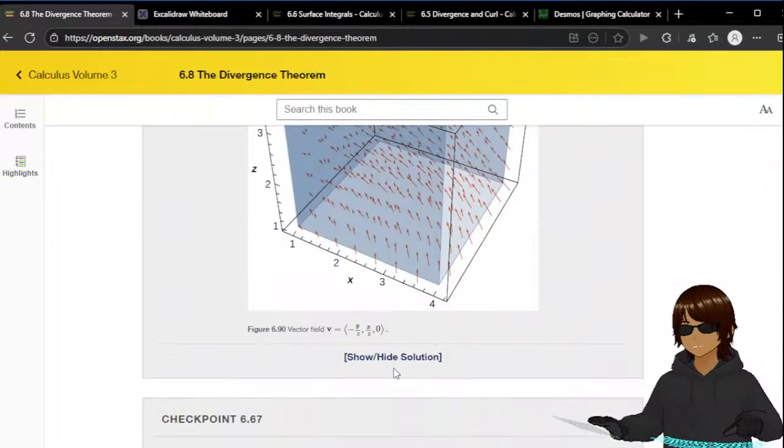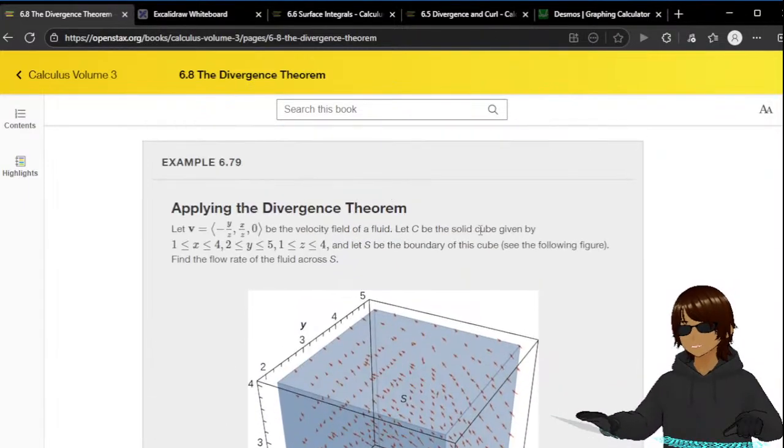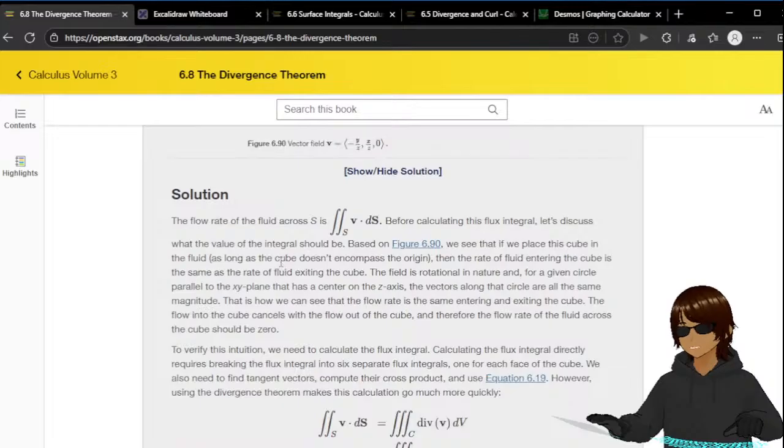Let's see this last example. This time it's a cube. Let C be a solid cube given by this, and let S be the boundary of this cube. Find the flow rate of the fluid across S. The flow rate of the fluid across S is the integral of V dot dS.